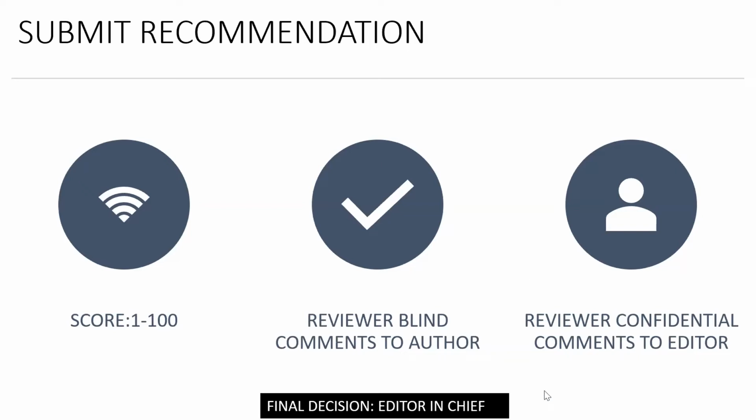Obviously, as a reviewer, you get to an opinion on the manuscript, an analysis of the manuscript, but still the final decision is the editor-in-chief's.